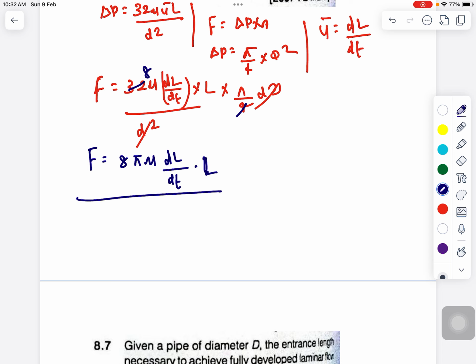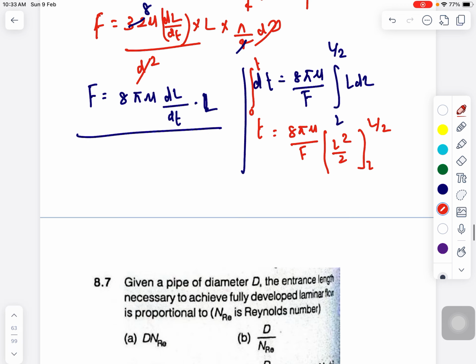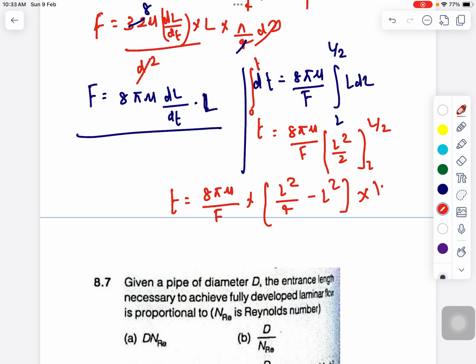Once you get these things, now we are supposed to calculate the time. So I can write dt equals 8 pi μ divided by F integral L dl, and L to L by 2, right? So if I integrate these things 0 to t, t will be equal to 8 pi μ by F into obviously L square by 2, and once you substitute the limit L to L by 2, you will be getting 8 pi μ divided by F into L square by 4 minus L square, multiplied with 1 by 2.